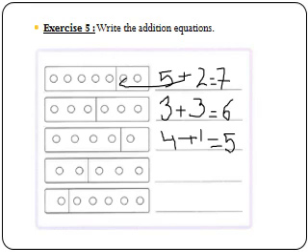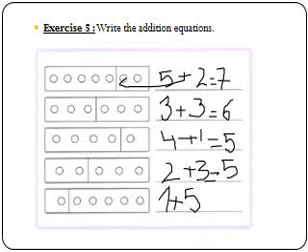5. Here we have two circles. We're going to write number 2 plus 1, 2, 3. 2 plus 3 equals 5. Here we have one circle. We're going to write number 1 plus, and here we have 1, 2, 3, 4, 5. 1 plus 5 equals 6.